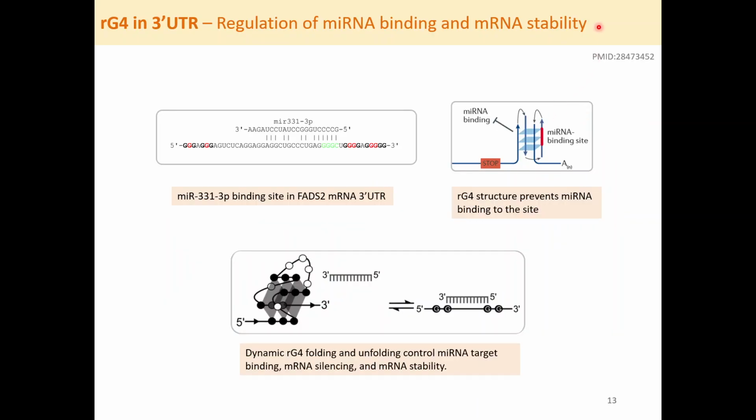In the 3' UTR, rG4s can interfere with microRNA binding and affect mRNA stability. For example, the rG4 in the 3' UTR of FADS2 mRNA can physically mask the miR-331-3p target site, preventing the microRNA binding and silencing, and positively upregulating FADS2 expression. As a result, the miRNA-mediated repression of the mRNA is diminished, thereby altering the balance between mRNA degradation and translation. This mechanism of action establishes rG4 structures as key modulators of mRNA stability and turnover, with significant implications for gene expression regulation.